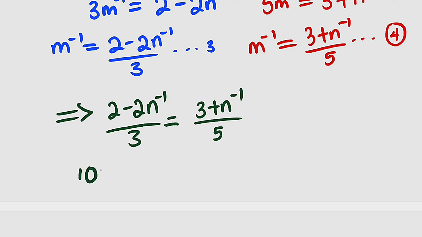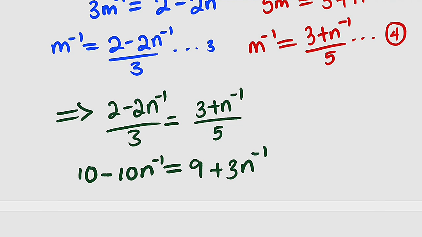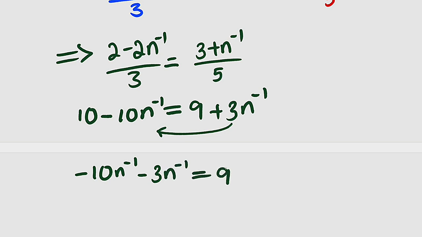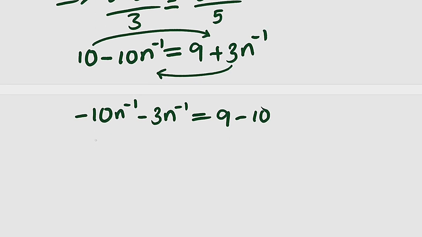So 5 times 2 is 10. Minus 2 times 5 is minus 10 n to the negative 1. This is equal to, you take 3, you multiply by 3, you get 9 plus 3 times n to the negative 1. Collect the like terms. We have negative 10 n to the negative 1. If this crosses over, it becomes negative 3 n to the negative 1. This is equal to, already 9 is there. You take this to the other side, you have minus 10. This is minus 13 n to the negative 1, and this is equal to minus what?